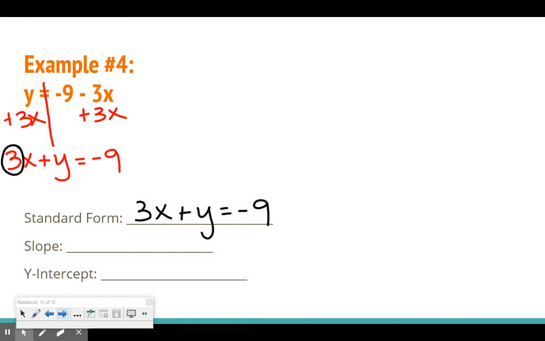Go back to the original equation to identify the slope. Slope is negative 3. Notice that I'm always including the sign that's in front of the slope. And my y-intercept is at negative 9.